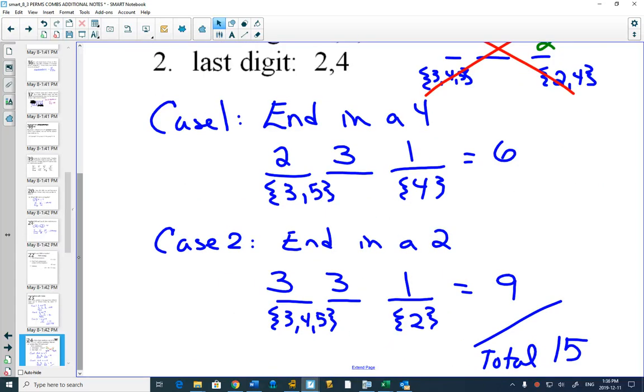Not very many. I guess your other option would be to write out all the numbers from 300 to 500 and X them off or circle them if they work. I don't recommend that. That takes too long.